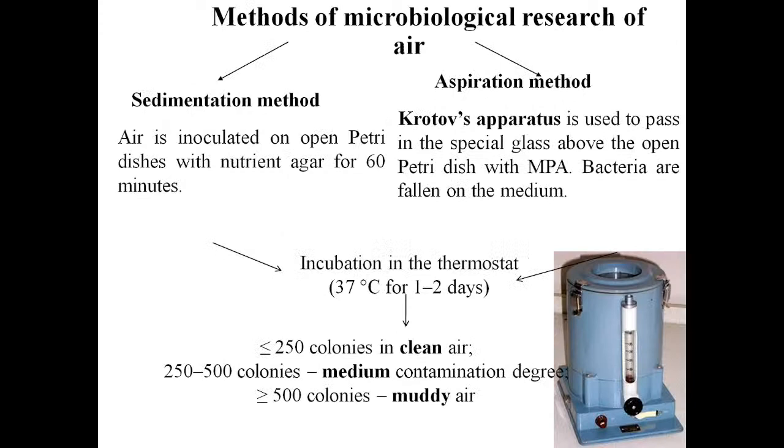How to detect the total microbial number of bacteria in air? There are two methods. The first one is the sedimentation method. It is a very easy method. Air is inoculated on open petri dishes with nutrient agar for 30 or 60 minutes, so we should take an open petri dish and leave it open for 1 hour. Bacteria settle on the surface of the nutrient medium. Then after 1 hour, we should incubate it in a thermostat at the optimal temperature of 37 degrees Celsius for 1-2 days. After that, we should count the number of colonies in this petri dish.